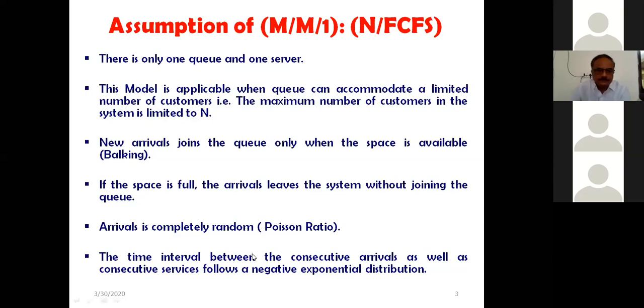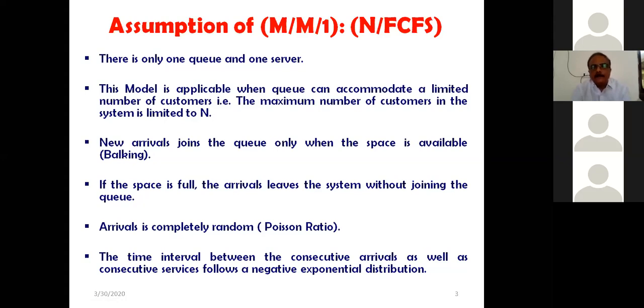Then the time interval between two successive arrivals, as well as consecutive services, follows a negative exponential distribution. Remember that it follows a negative exponential distribution. So these are the salient features of this particular model.